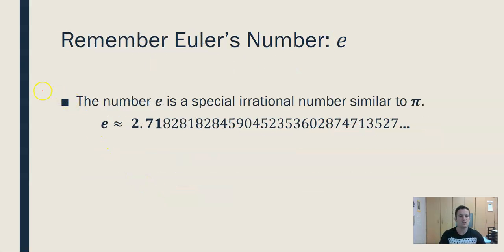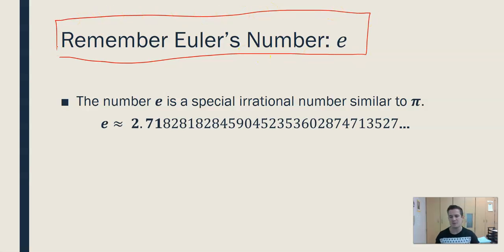I'm not going to go over this for super long because we talked about this at the very beginning of this unit. You might remember this number, Euler's number, denoted by e. The number e is a really special, useful, irrational number, kind of like pi. Pi is equal to 3.1415926, etc. e is equal to 2.718281828459, etc.